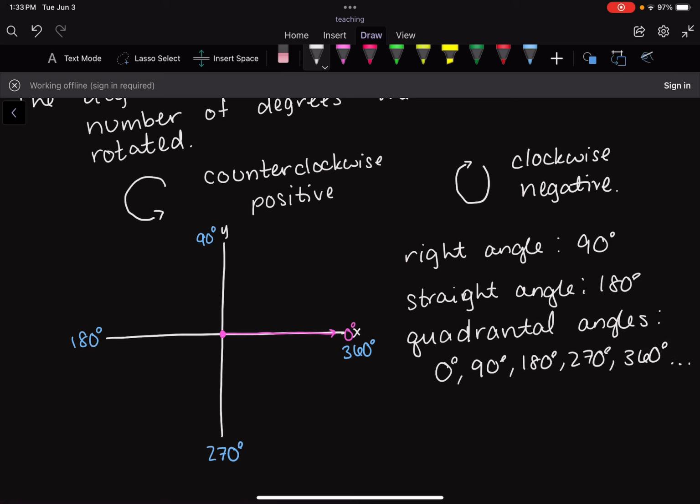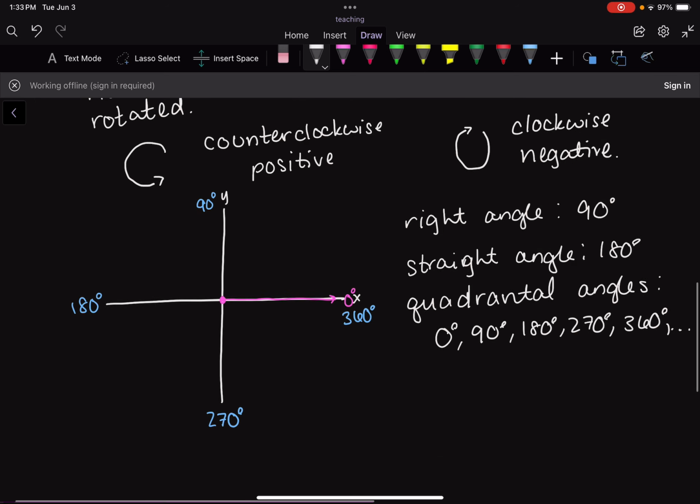We could actually have more than this. I mean, this could go on forever, because I could just keep wrapping around. You know, I could go here, so then I wrapped around a whole circle plus 90 degrees. I could go even further than that. What you have to remember is that the initial side is always here. So this is always our initial side.